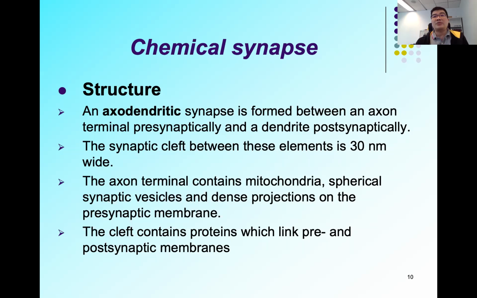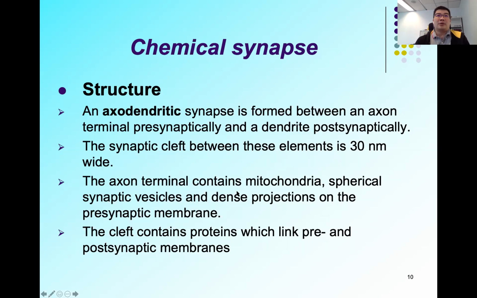In the axodendritic synapse, the axon terminal synapses with the dendrite. Now the synaptic cleft in a chemical synapse is around 30 nanometers, which is quite thick compared to the electrical synapse. So quite some time is needed for the molecules to diffuse across the synapse.